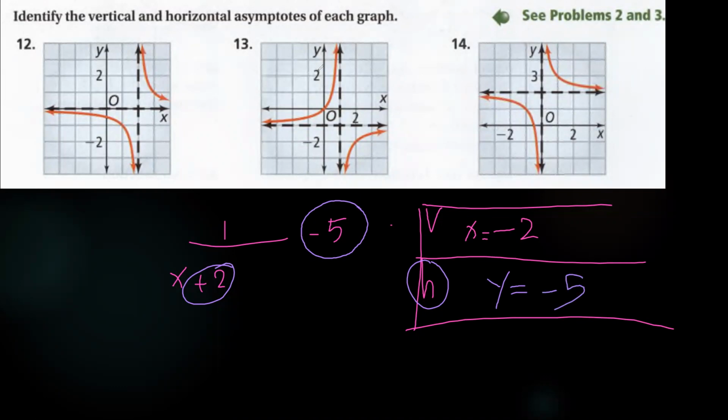Miss, this is the answer of number 12? Or is this from the example? This is from the example.